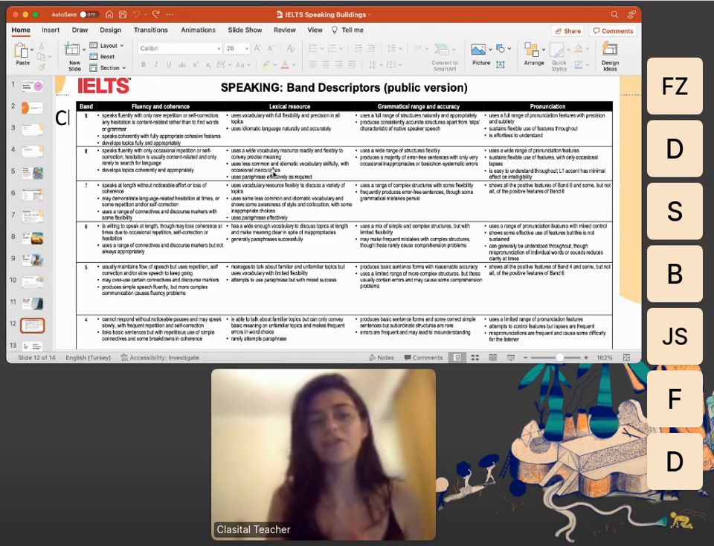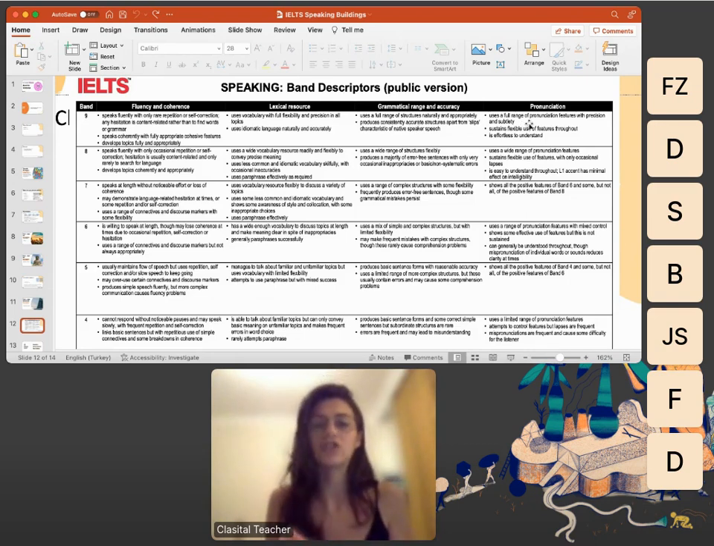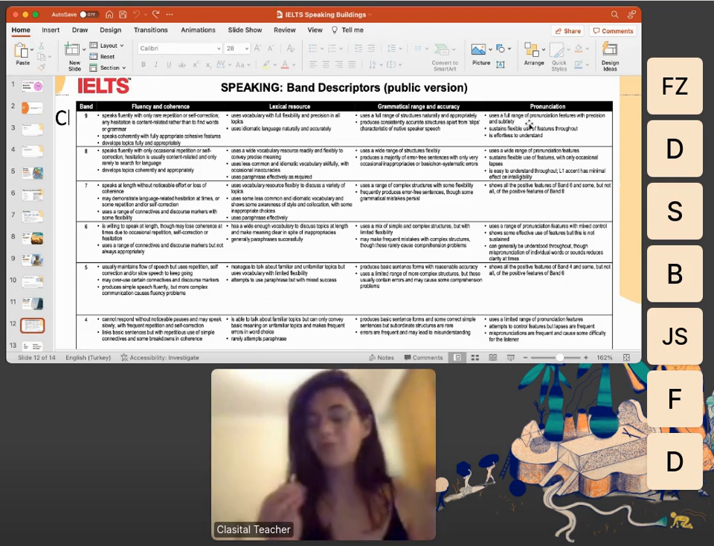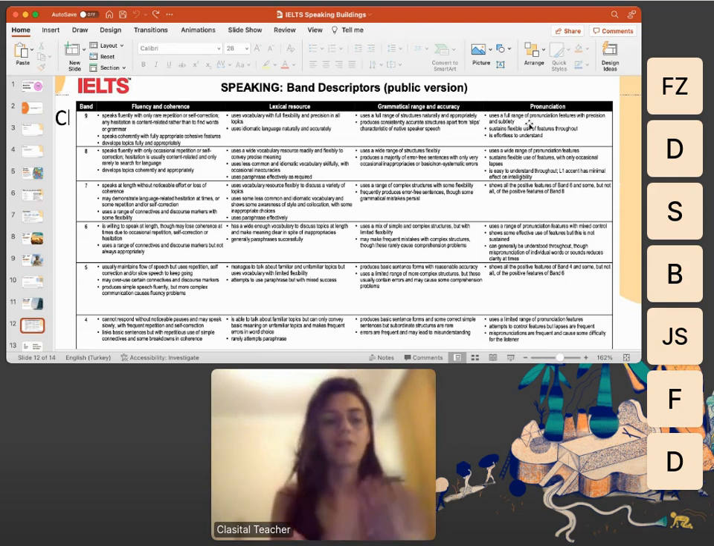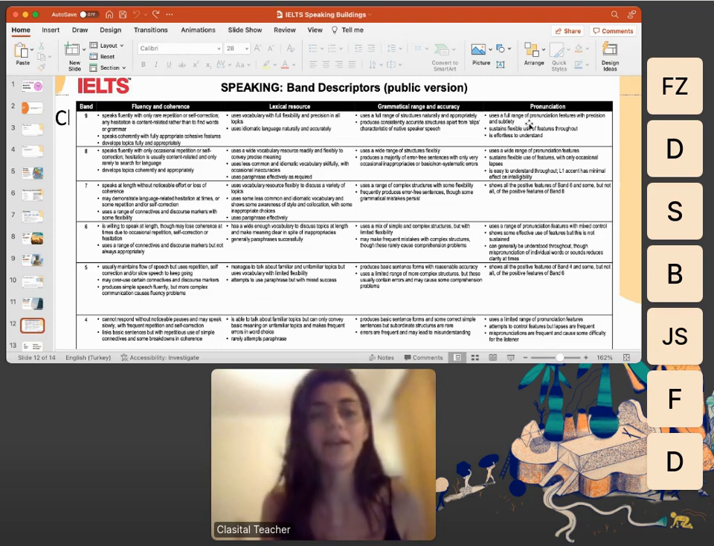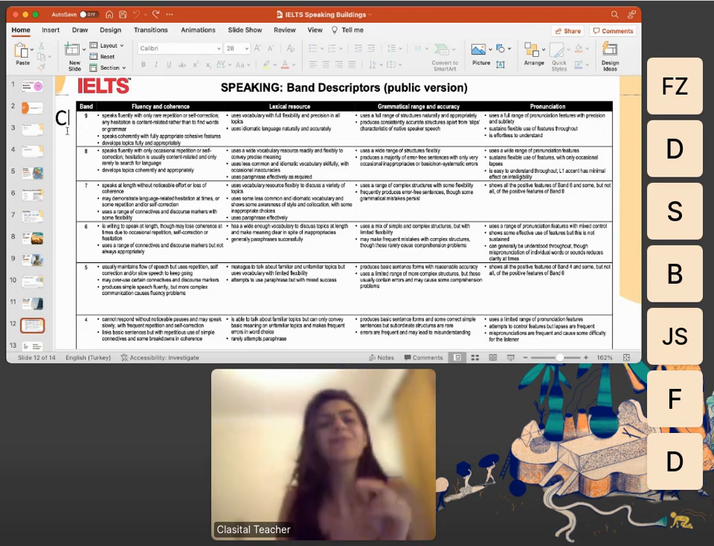The first one is fluency and coherence. The second one is lexical resource. The third one is grammatical range and accuracy. And the last one is pronunciation. They don't test your accent in any way. You can have your own accent. We all have our own accents, and they don't grade you on that. They look at these four criteria.